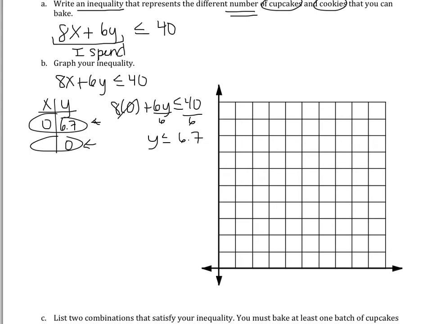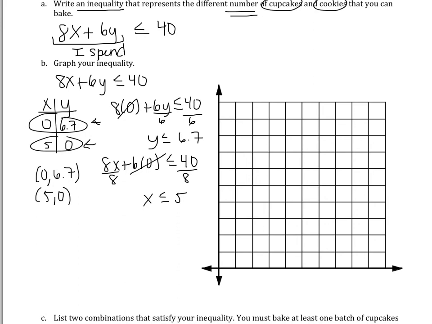Now this point is saying put in a 0 for y this time. So I have 8x plus 6 times 0 is less than or equal to 40. Now that 6 times 0 is just 0. I end up dividing by 8, and I get x is less than or equal to 5. So my 2 points are 0, 6.7 and 5, 0.